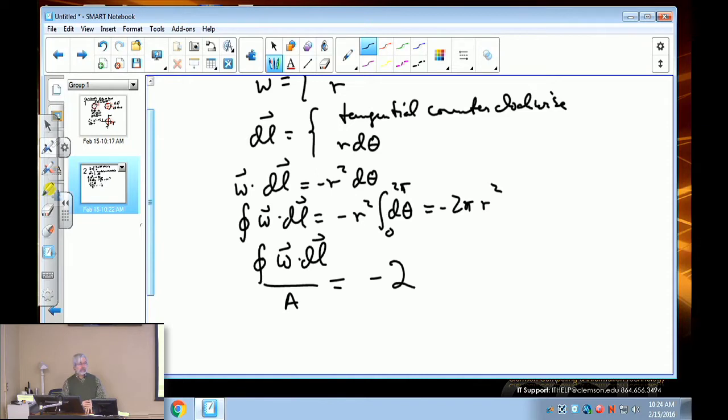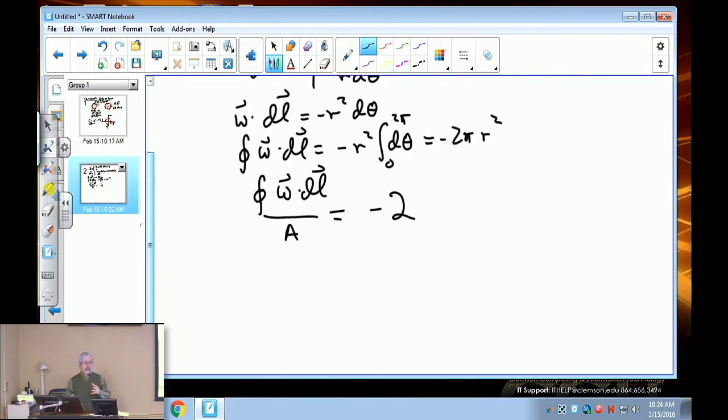And notice that doesn't depend on the size of the circle, and that's because of the field that I've chosen. The negative 2 no longer depends on the size of the circle, and it actually doesn't even depend on the shape of the thing, but it would be a little harder to demonstrate. But in general, for a general vector field, it does depend on the size. I've chosen one where it just comes out by accident as a constant.